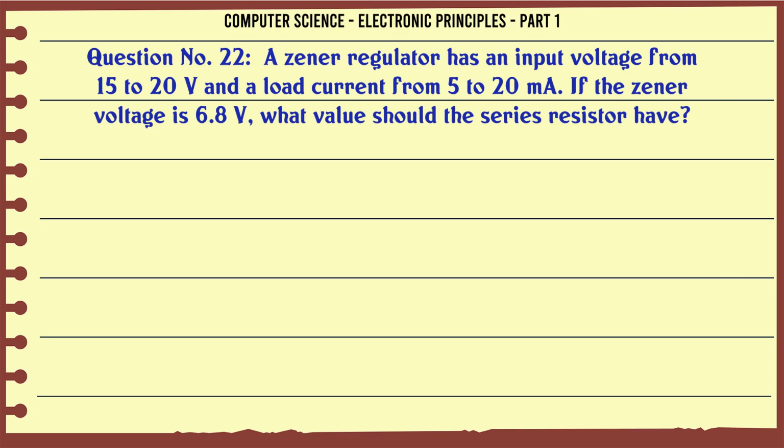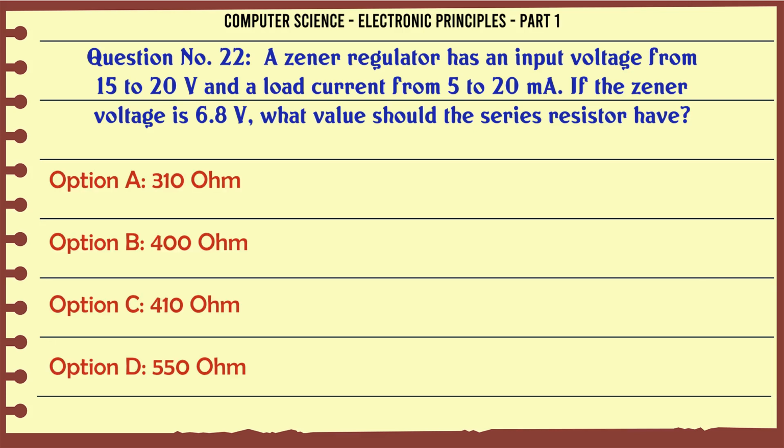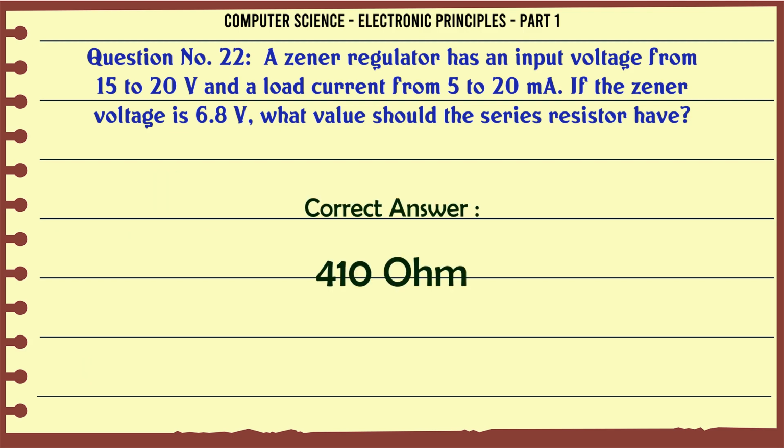A zener regulator has an input voltage from 15 to 20 V and a load current from 5 to 20 mA. If the zener voltage is 6.8 V, what value should the series resistor have? A. 310 ohm, B. 400 ohm, C. 410 ohm, D. 550 ohm. The correct answer is 410 ohm.